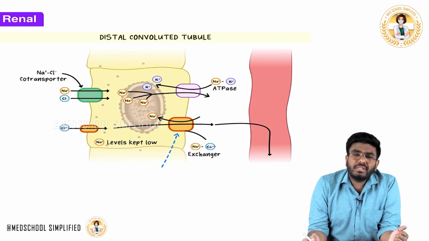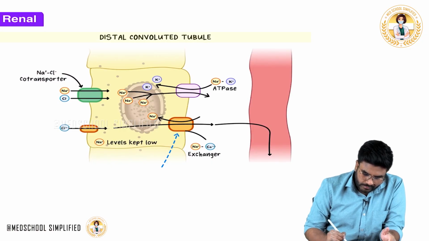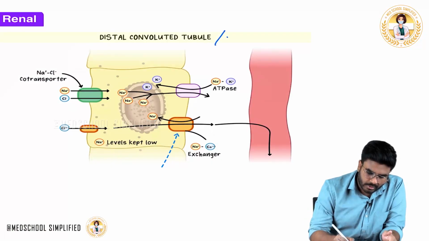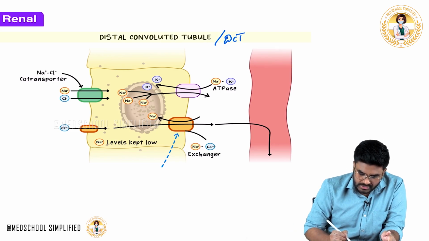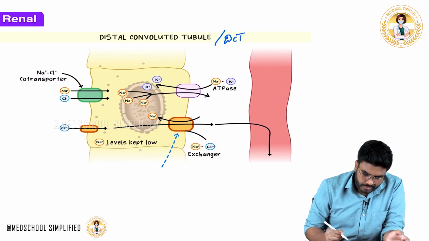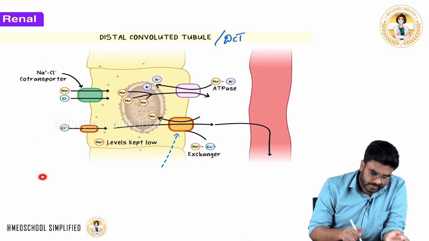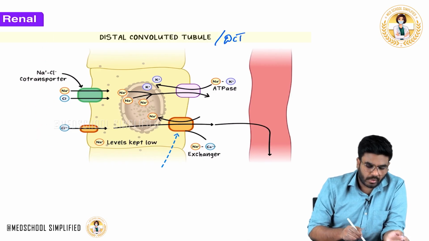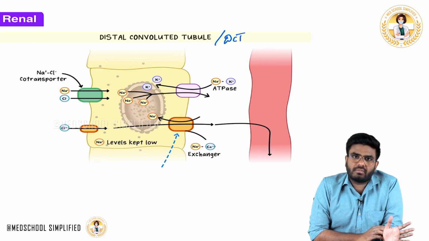Welcome back guys. Now in this video, let's begin with the topic of distal convoluted tubule, which is simply called DCT. In this distal convoluted tubule, the first point which I want you to know is what are the transporters present. This is the lumen, the place where urine is passing. From the ascending limb of loop of Henle, fluid is going to enter into the distal convoluted tubule.